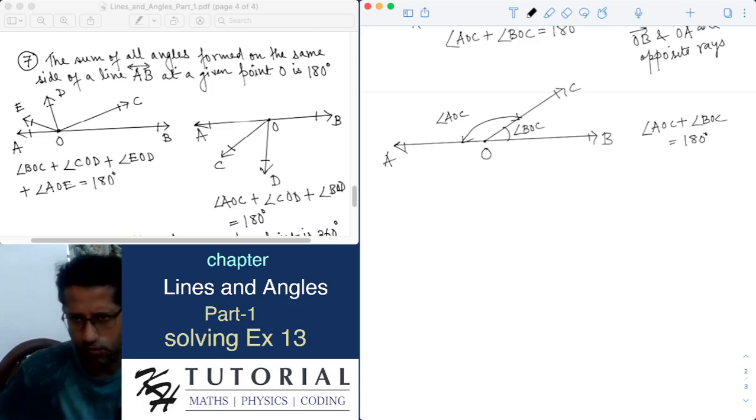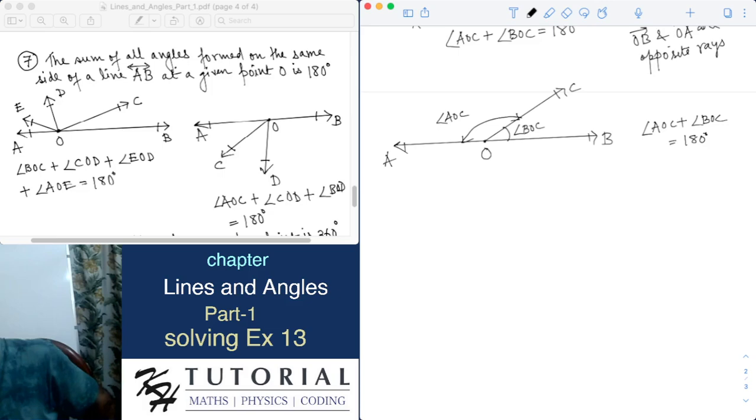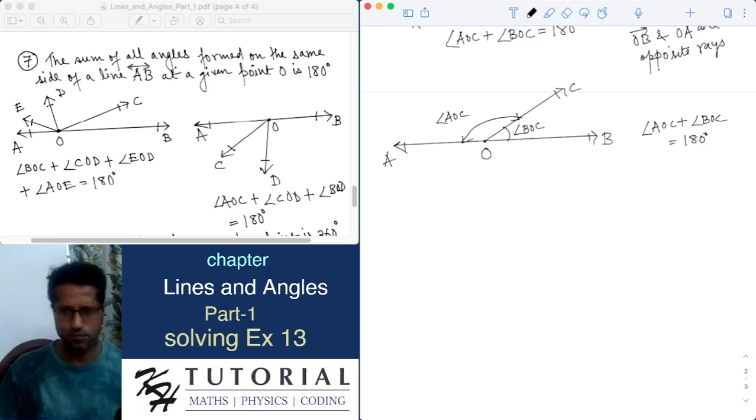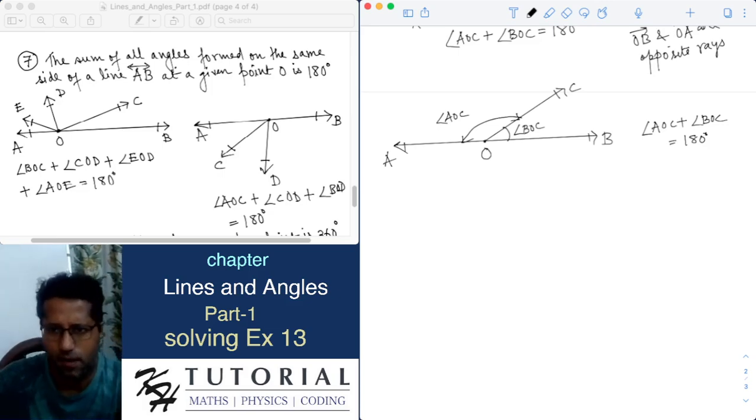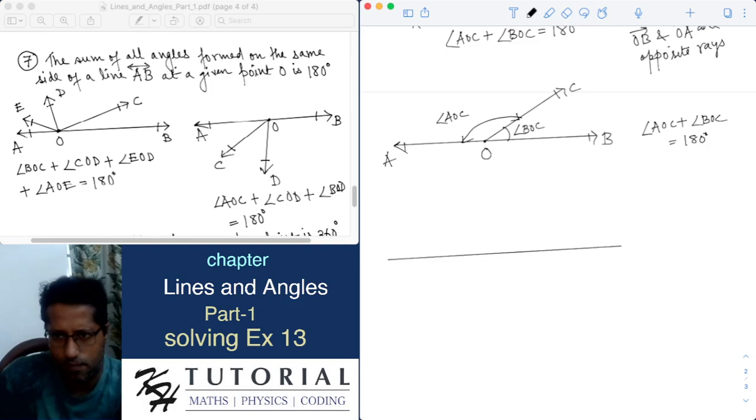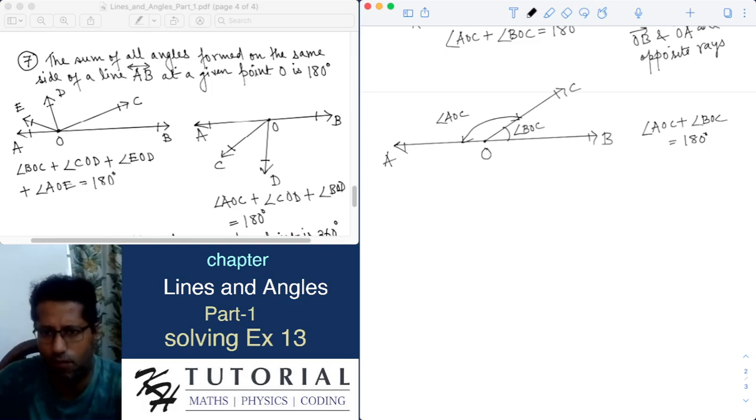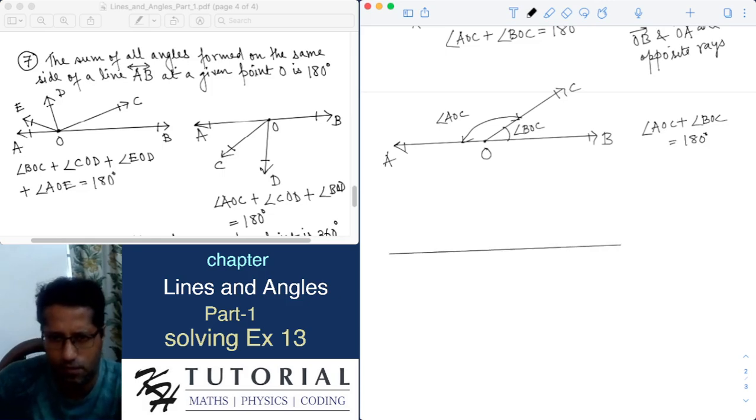Now, we have formed two angles on the line AB at the point O. So let's make a few more angles. The idea is that no matter how many angles we make on a line, all the angles being on one side of the line, the sum of all those angles will be 180 degrees. This is the property.